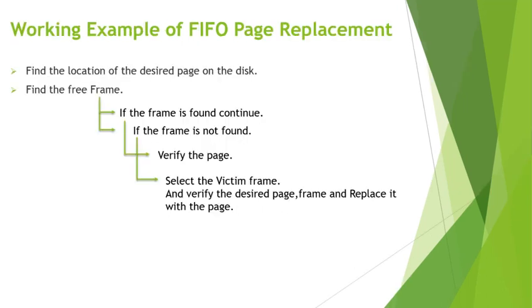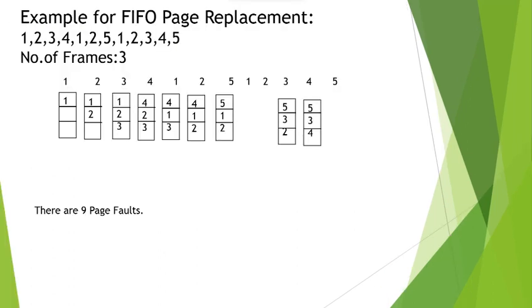Working example of first in first out page replacement algorithm. First we should find the location of the desired page on the disk and next find the free frame. If the free frame is found, continue and verify the page. If the frame is not found, select the victim frame and verify the desired page frame and replace it with the new page. Now let us take an example for FIFO page replacement algorithm.